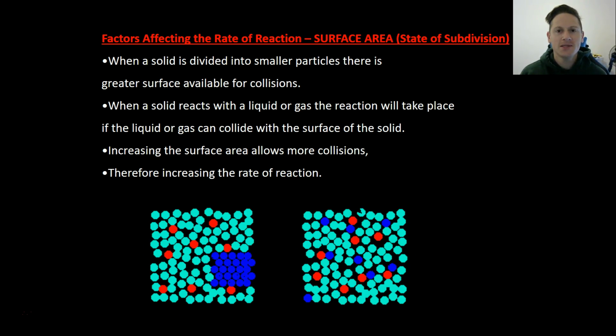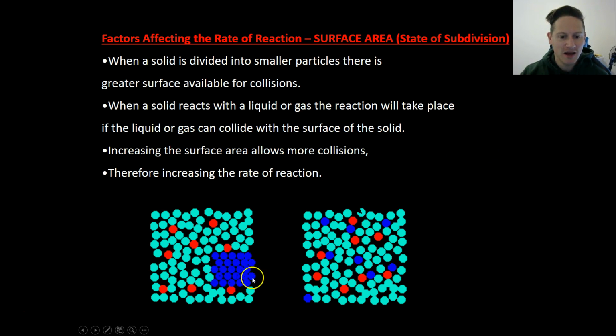The next factor is surface area, which is referred to as the state of subdivision. This is only referring to solids. When you break up a solid into smaller particles, there's greater surface available for collisions. Think of powder form as opposed to a tablet. We've probably done this practical in previous years. When a solid reacts with a liquid or a gas, the reaction takes place if the liquid or gas can collide with the surface of the solid. Okay? If you're increasing the surface area of the solid, we're allowing for more frequent collisions, because a greater surface area of that solid is able to be accessed by the liquid or the gas.